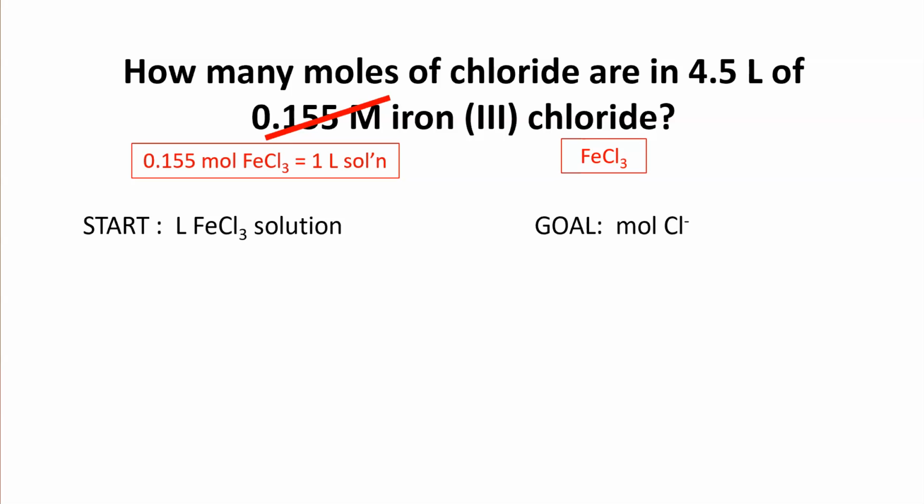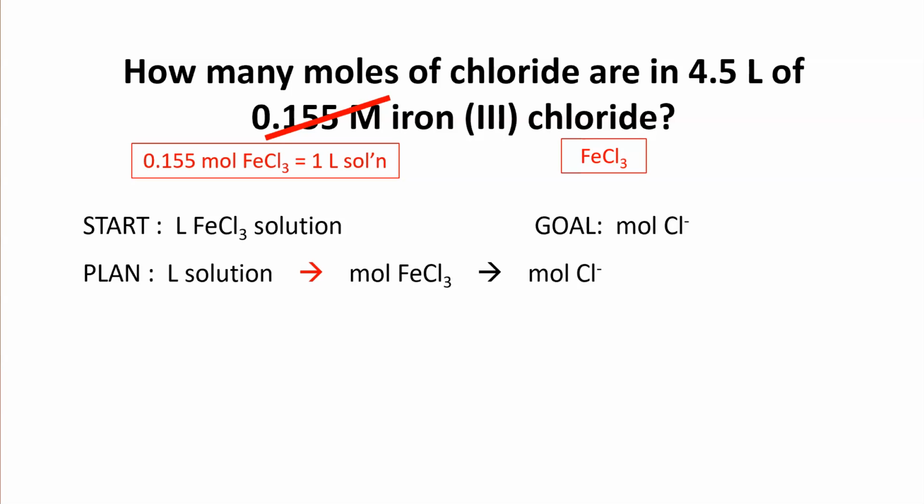All right, so I'm going to start with what I am then given, which is the volume. We have a container, a bucket, if you will, that contains some amount of that solution, so many liters of our iron 3 chloride solution. And we are looking for moles of just the chloride, not actually even the moles of the whole solute, but moles of one part of the solute. So we'll have to account for that when we make our plan.